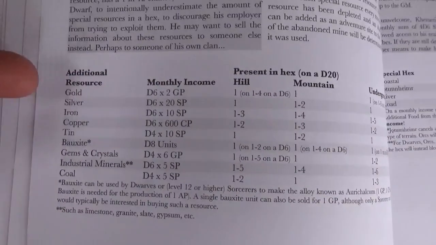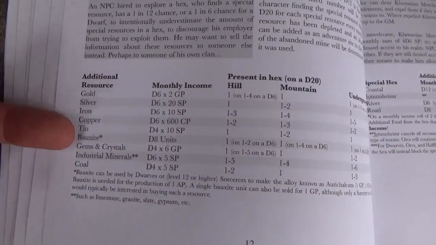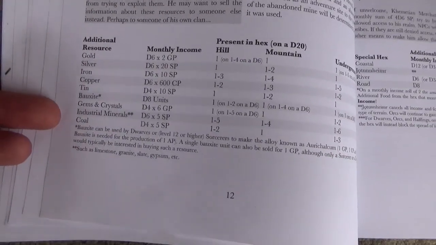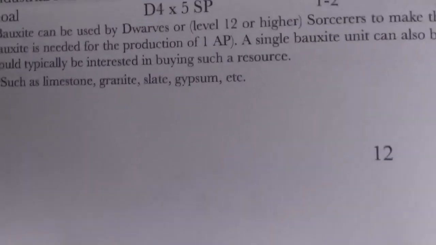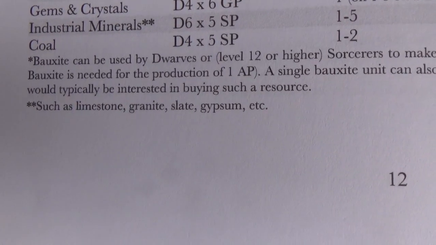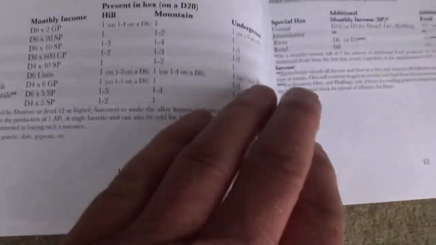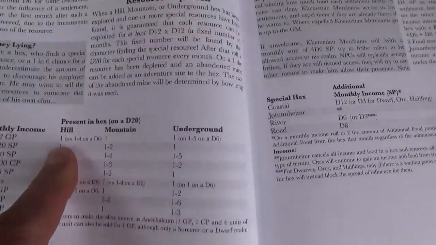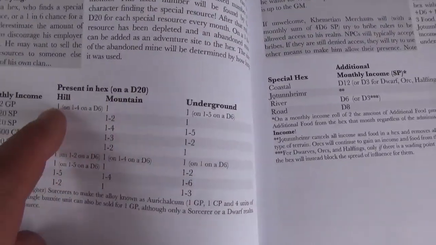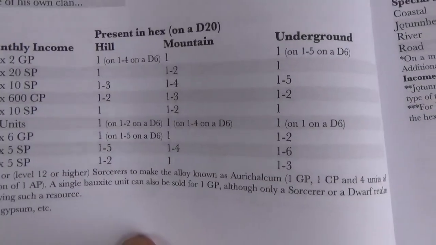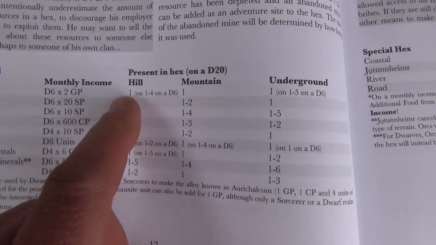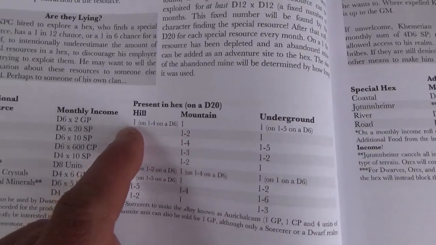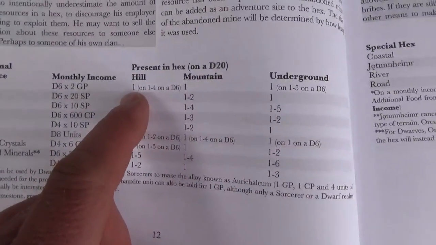And you can find gold, silver, iron, copper, tin, bauxite, gems and crystals, industrial minerals and coal. Industrial minerals will be like limestone, granite, slate, gypsum, etc. And when you have one of these guys check out the hex for a month, you roll a die for each resource to see if it is present there. And here, if you roll a 1, you also have to roll a 1 to 4 on a d6, because it's really rare to find gold in a hill hex.